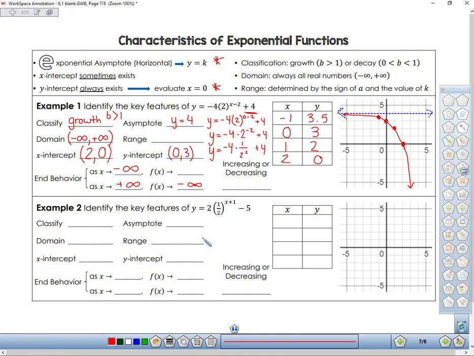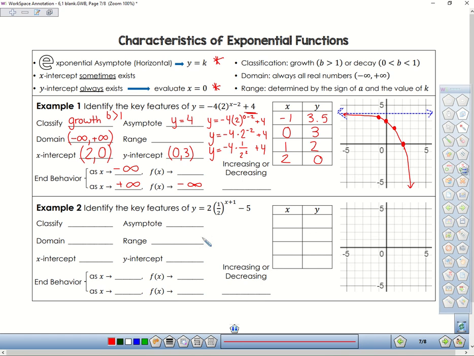Now on the other side, however, as my x values go to negative infinity this way, is this function going off to positive infinity? No, because it's never going to cross this line, is it? So it can't go up to positive infinity. It's actually approaching what value? 4.